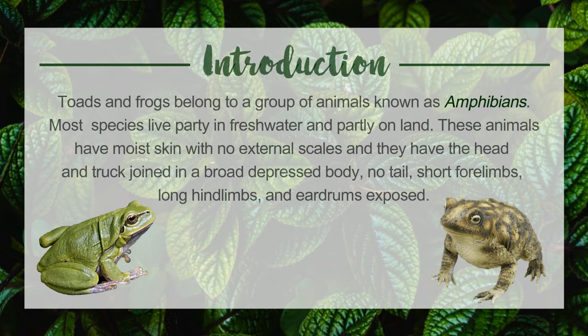Toads and frogs belong to a group of animals known as amphibians. Most species live partly on fresh water and partly on land. These animals have moist skin with no external scales, and they have the head and trunk joined in a broad depressed body. They have no tail, short forelimbs, and long hind limbs, and eardrums are exposed.